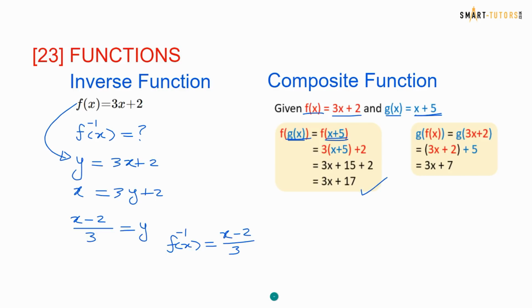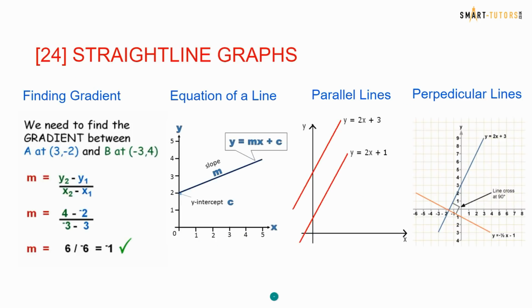If you want to do it the other way around, g f(x) means g, you are replacing the f(x) here with 3x plus 2. So f(x), you are replacing with 3x plus 2. g of 3x plus 2 means the g function is x plus 5, then replace the x with 3x plus 2, plus 5. So 3x plus 2 plus 5, 7. That is the functions, inverse function and composite function.